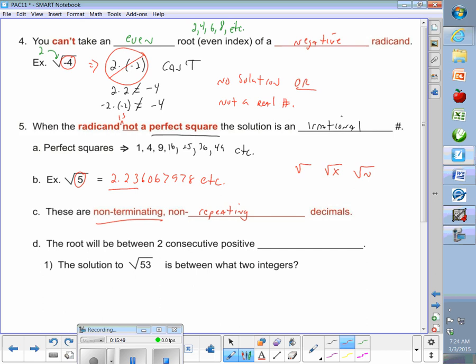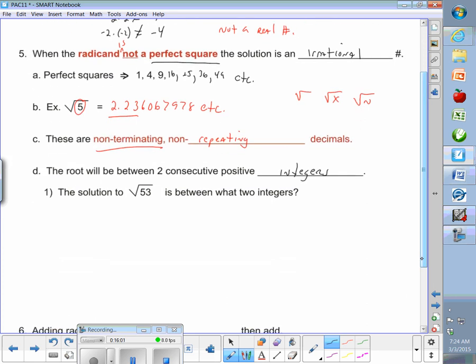All right, look at D. The actual root is going to be between two positive integers. So this way we're getting an estimation. We're not getting an exact answer. We're just figuring out the two integers, counting numbers, between which the solution lies.